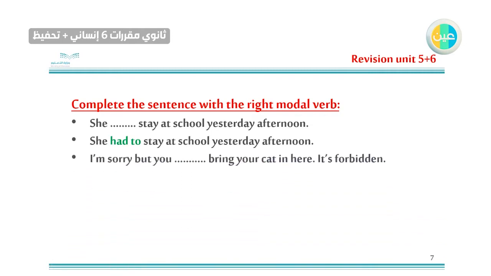I'm sorry, but you bring your cat in here. It's forbidden. So here, it's forbidden. This is the reason. The result, you will not be able to bring your cat in. So yes, it's a deduction, a negative deduction. So, I'm sorry, you can't bring your cat in here. It's forbidden.